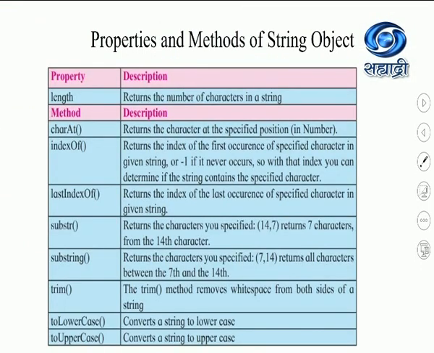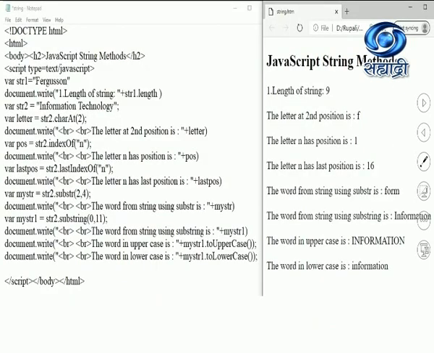Students, now observe the properties and methods of the string object. Over here, I have specified the string Ferguson. This is string 1 first. If I execute it, this statement will get executed, which will count the length of the word Ferguson. The word Ferguson has 9 characters, so it is saying 9 over here. It is going to count how many characters are there in your string.